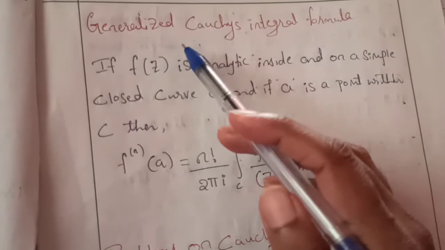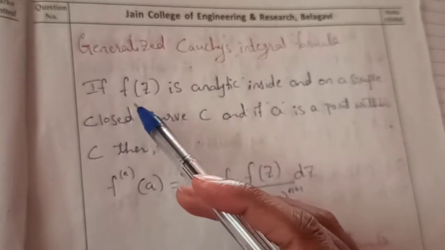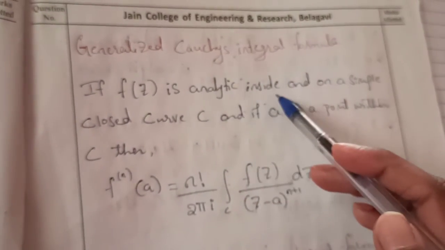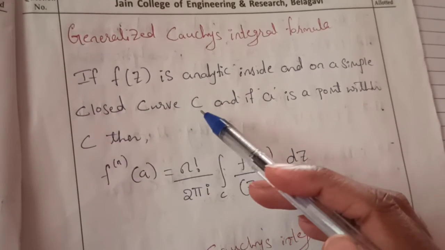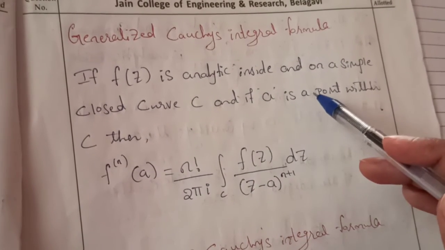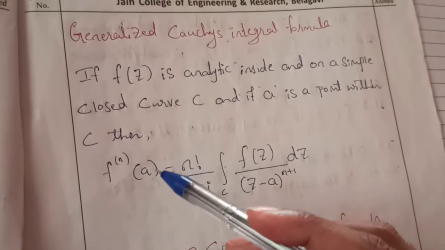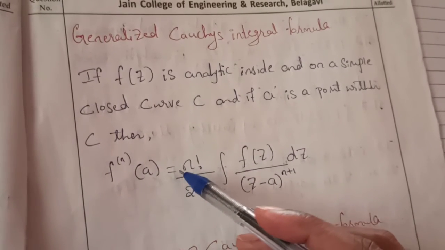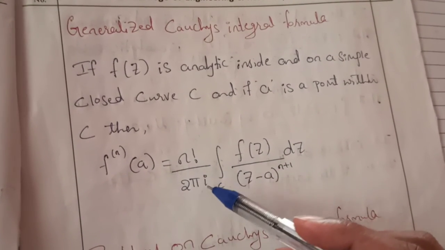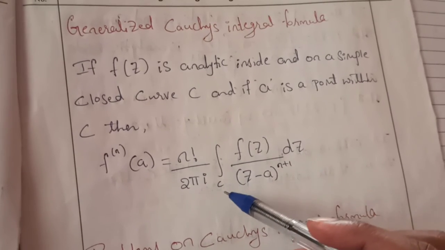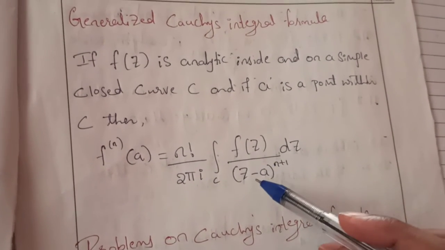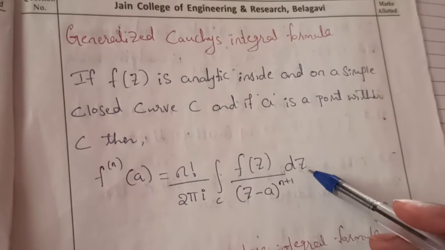We also have the generalized Cauchy integral formula. If f(z) is analytic inside and on a simple closed curve C, and if a is a point within C, then the nth derivative of f at a, f^(n)(a), is equal to n factorial divided by 2πi integration of C f(z) divided by (z minus a) raised to n plus 1 dz.